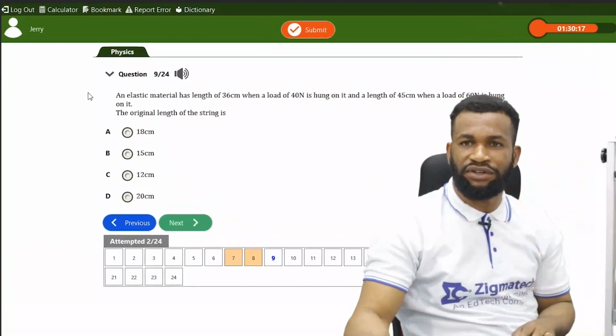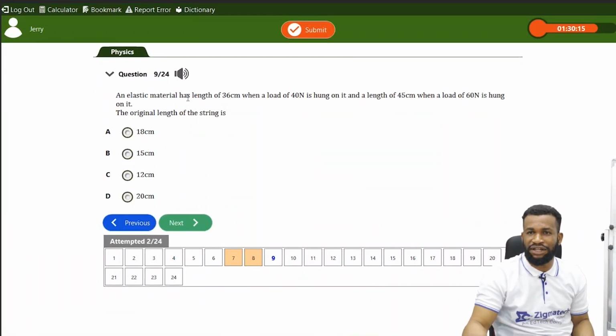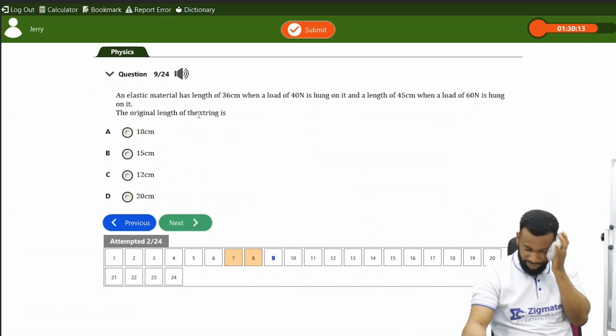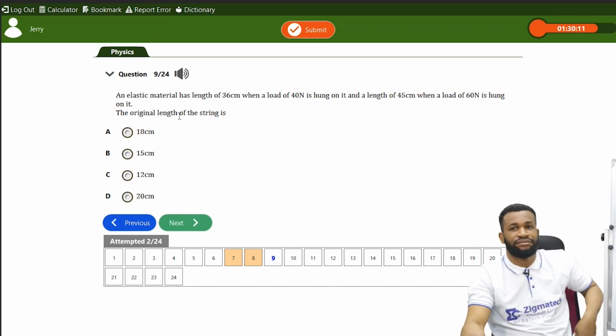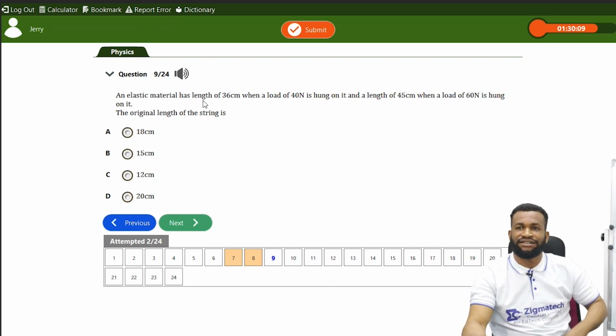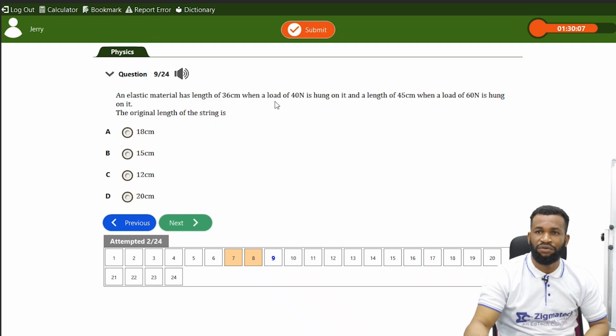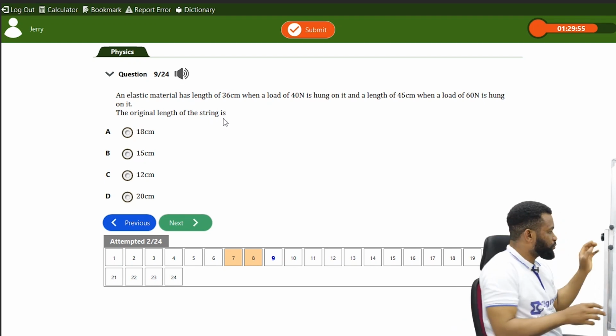We have the first question here. We have an elastic material. The elastic material has a length of 36 cm when a load of 40 Newton is hung on it, and a length of 45 cm when a load of 60 Newton is hung on it. The original length of the string is?